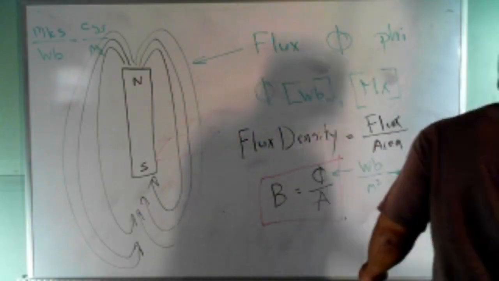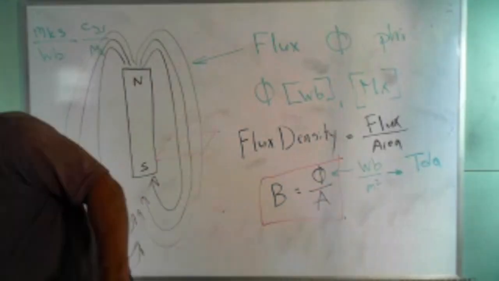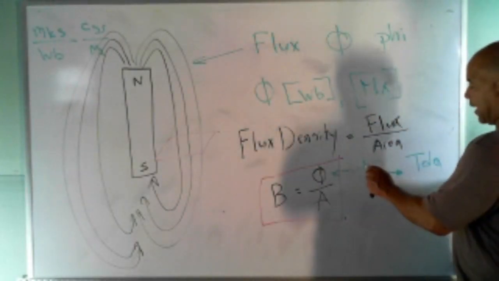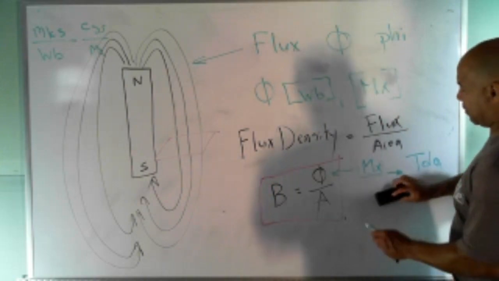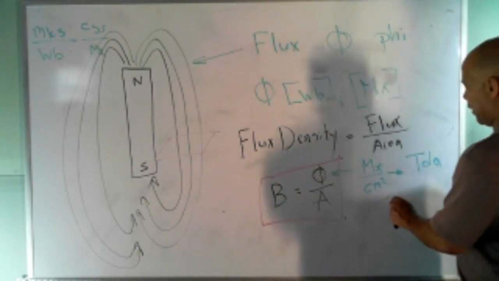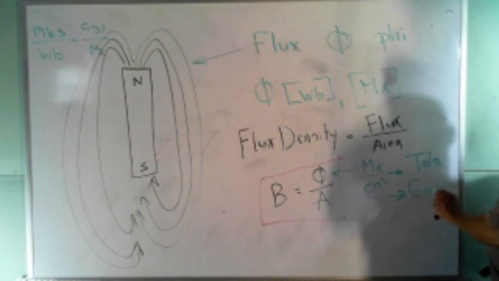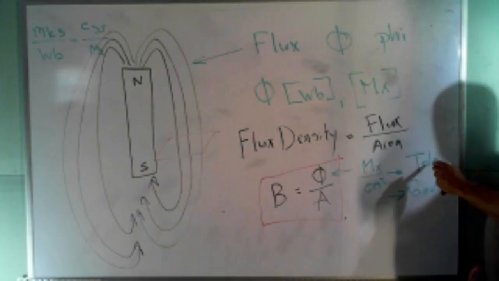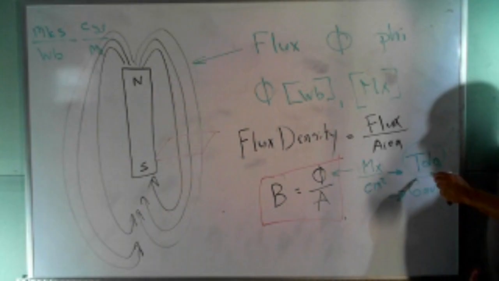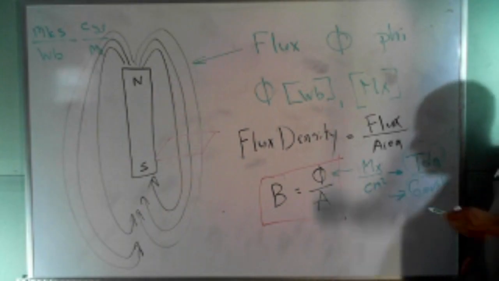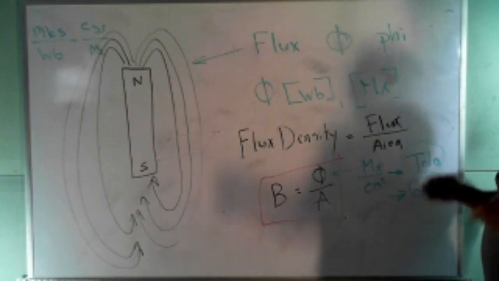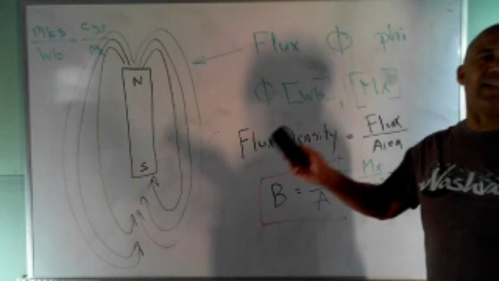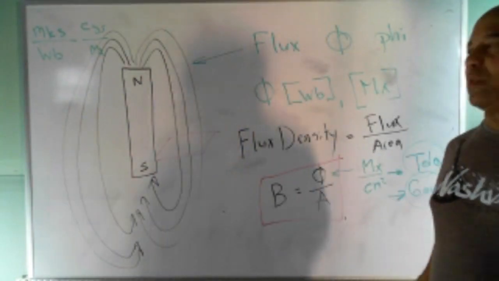Or if I wanted to, I could use Maxwell for the top unit. If I use Maxwells there, I've got to use centimeter squared there, and then my unit would be Gauss. So these are some units for flux density. Basically, a Tesla is a big unit of magnetic flux density, and a Gauss is a smaller unit. Just like a meter is a big unit for measurement, a centimeter is a smaller unit. So we talked about that. And this is enough for you to worry about. I just want to bring up some of the vocabulary that we talked about.